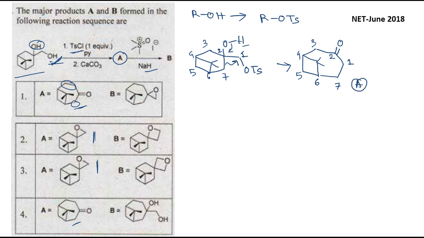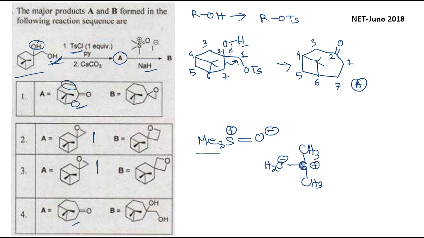Next what will happen? In presence of this trimethyl sulfur plus, double bond O minus, and base, any of these methyl groups will lose a proton. So ultimately you will be getting 1 CH2 minus, then 2 more CH3. Sorry, it is sulfur. Let me draw the structure properly. So this is positive and there is I minus. Now this is basically a sulfur halide.